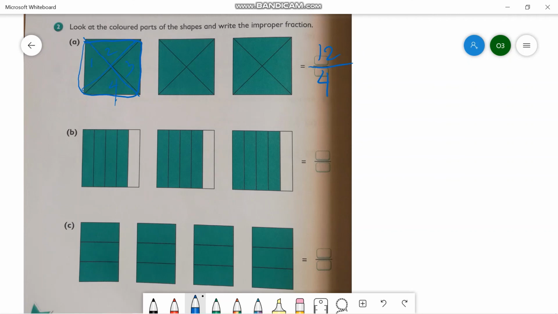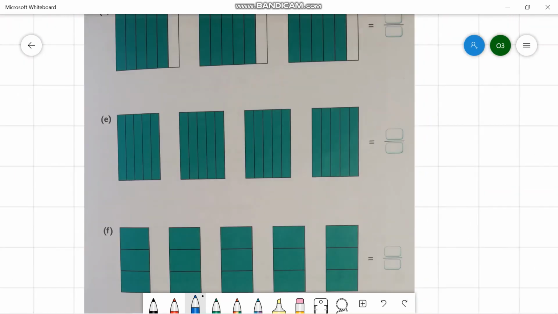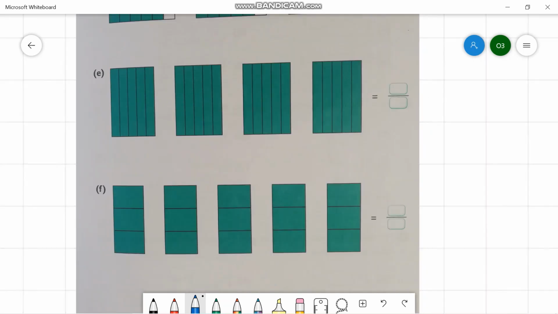Okay? Now, let's see letter B. Letter B, let's count first the number of parts in each fraction. So let's count 1, 2, 3, 4, 5. So that is our denominator. Now let's count the colored parts. We have 1, 2, 3, up to 12. So the colored parts are 12. Okay? So now you have to do the same with letters C, D, E, and F.